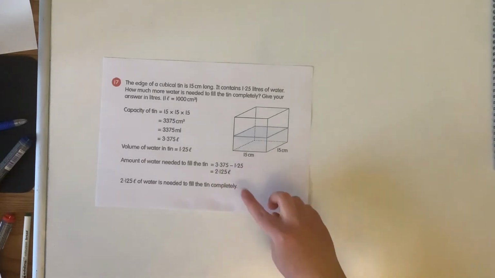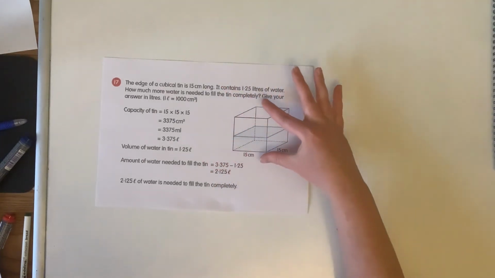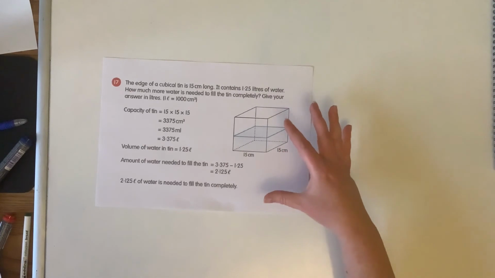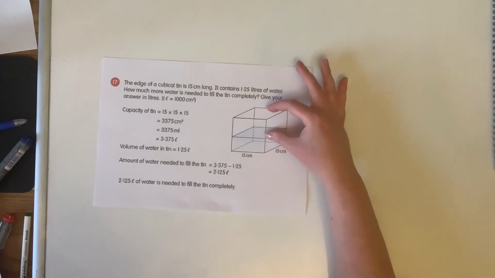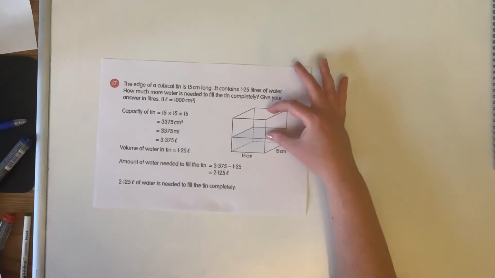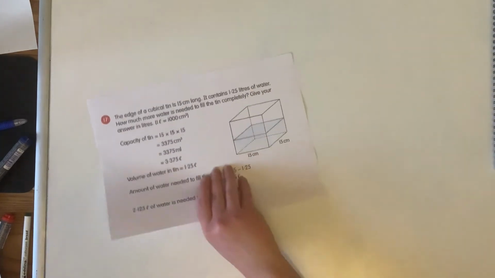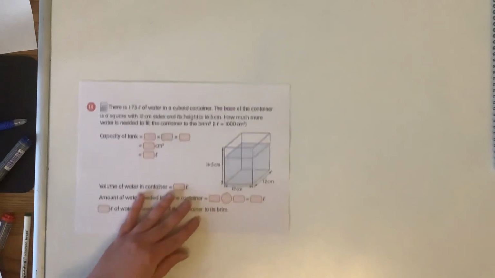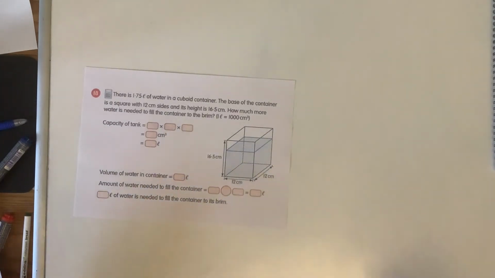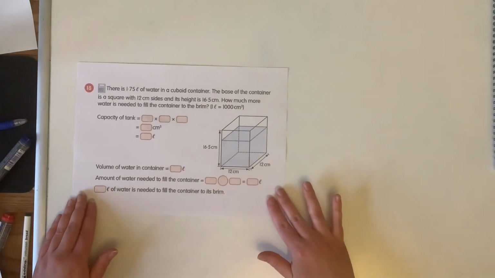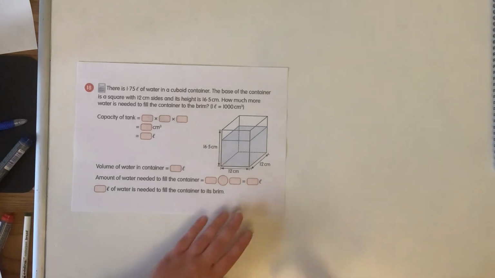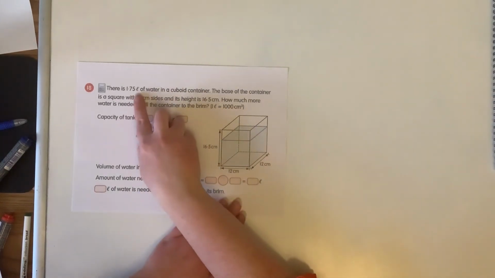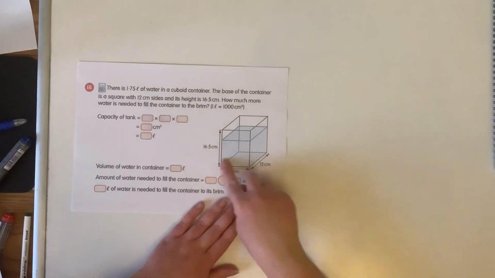So first thing you do is work out how much the whole is. You know how much there already is, so you need to work out the difference here. Now that we've looked at that example, we're going to have a go at one, as a bit of a practice now. So it follows the same kind of format as question 17 that we've just looked at. We are told that there is 1.75 litres of water in this container.